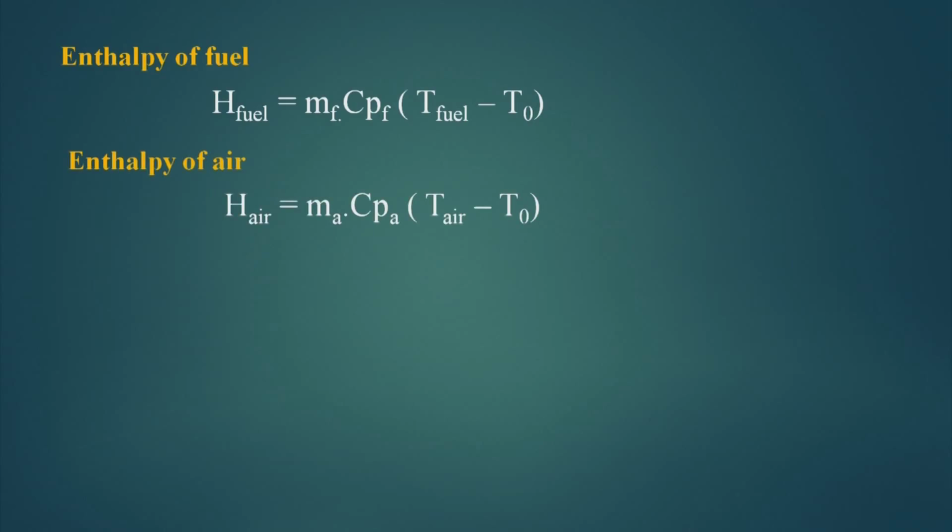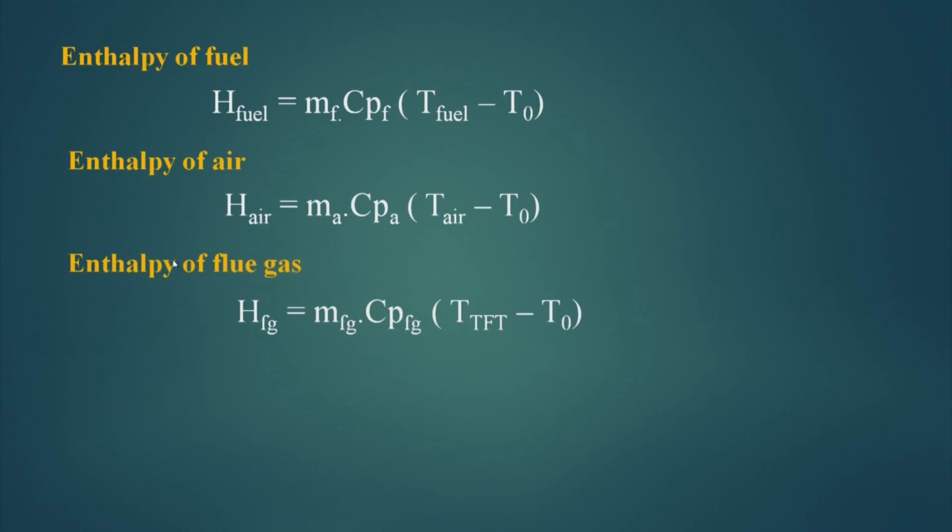Now, for fuel enthalpy, H fuel can be written as MF, the mass flow rate, plus CPF, the specific heat of the fuel, times T fuel minus T0, where we have taken T0 as the reference temperature. Similarly, the enthalpy of the air can be calculated: H air is equal to Ma, the mass flow rate of the air, times Cpa into T air minus T0, where T0 is the reference temperature. The enthalpy of the flue gas can be similarly explained: MFG, the mass flow rate of the flue gas, times CPFG and TFT, that is, the theoretical flame temperature, minus T0.